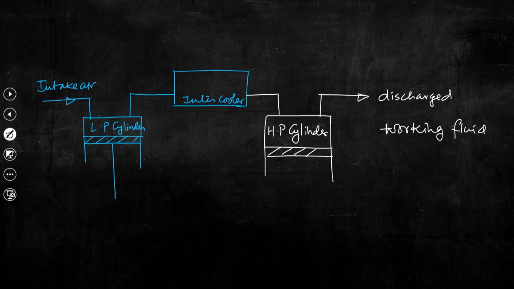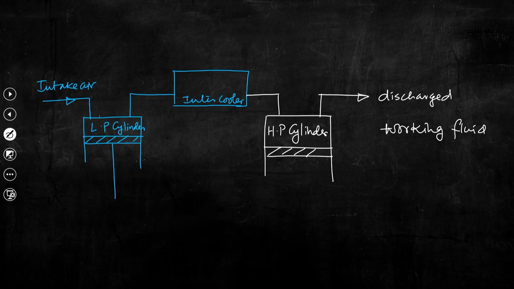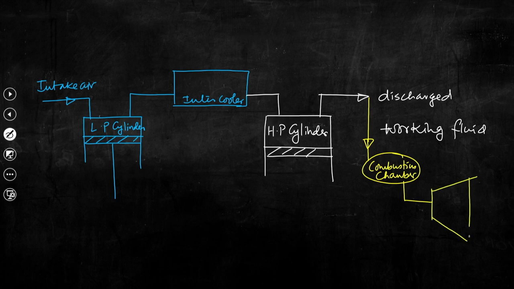Now, if we try to draw here, that discharge is again taken to the combustion chamber, and from there it is again taken to the gas turbine. So, a case would have been like this: we are taking intake air to the low pressure cylinder, then we are taking that compressed air to this intercooler.